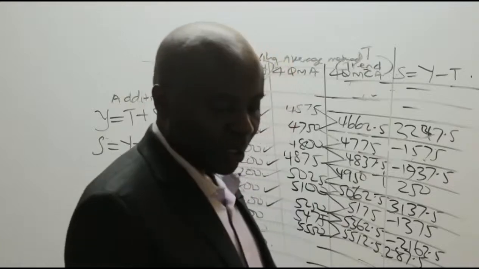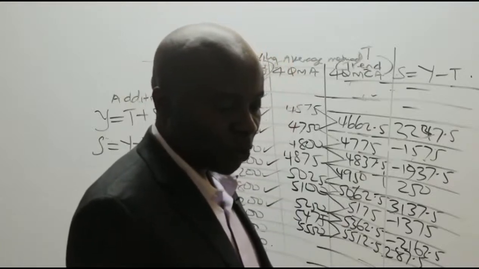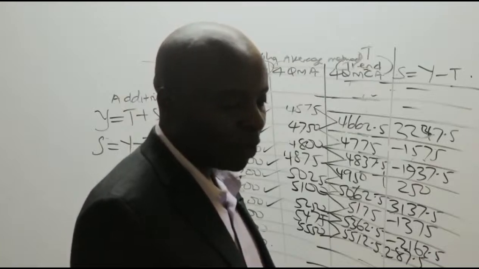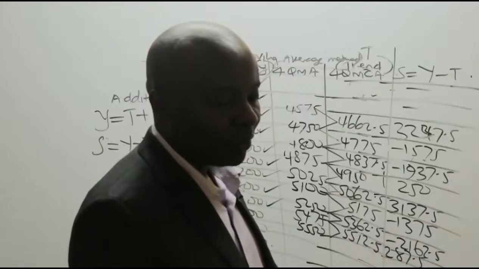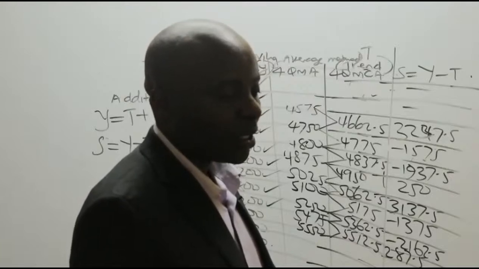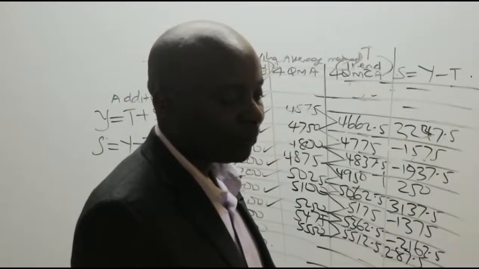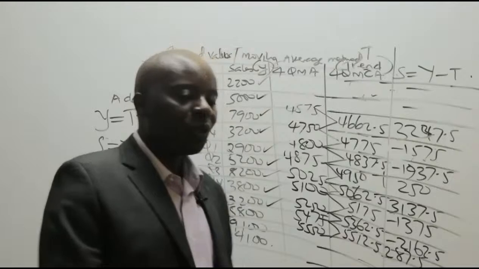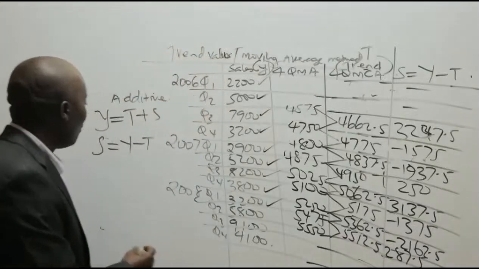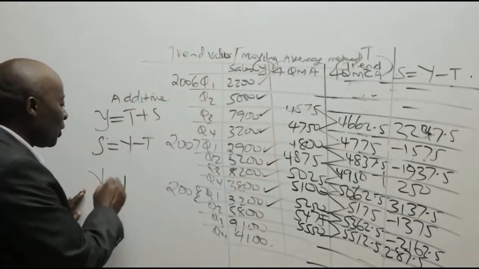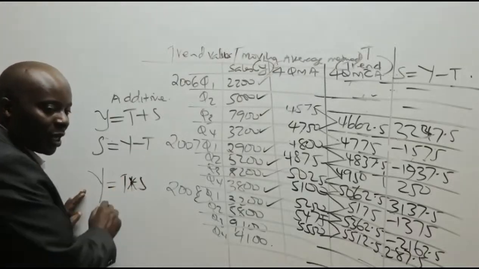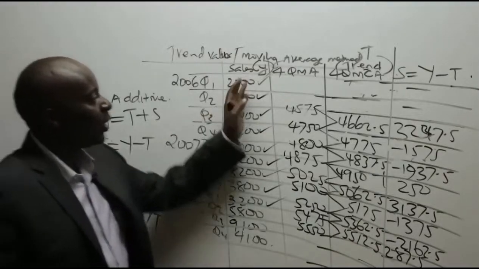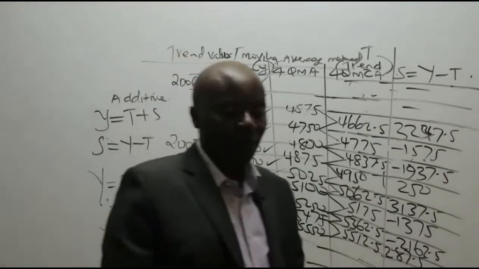That is what you are required to do for the 4-quarter moving average. And if they asked you to give them seasons using the additive model, that's how you would have done it. What if they asked you to get seasons using a multiplicative model? Don't forget that the multiplicative model moves like this. Our y should be equal to t times s. And therefore s will be y over t. So we would have taken here the y's over the trend.